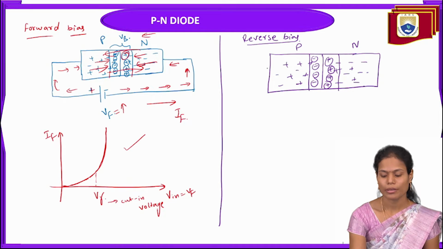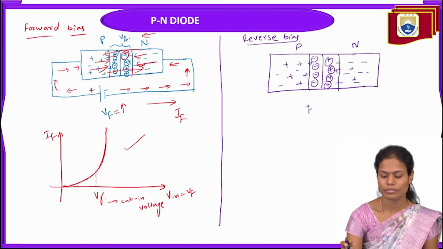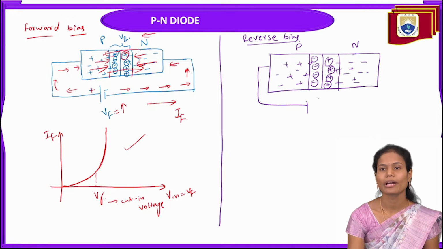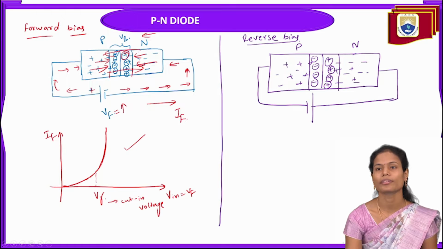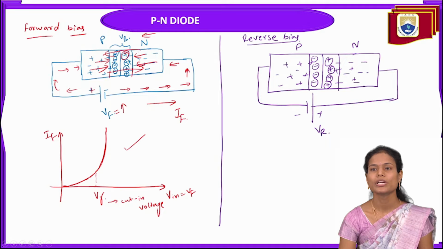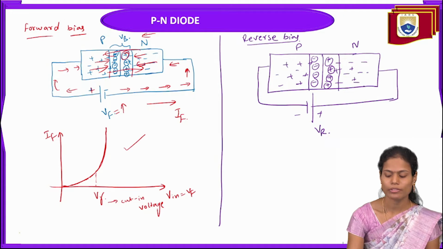And in this case, I am providing the positive terminal here. Sorry, very sorry, it is reverse bias. The negative terminal of the battery is connected here and the positive terminal of the battery is connected here. Minus plus, we are applying the reverse voltage. So when we apply the reverse voltage to this, what will happen, we'll see now.